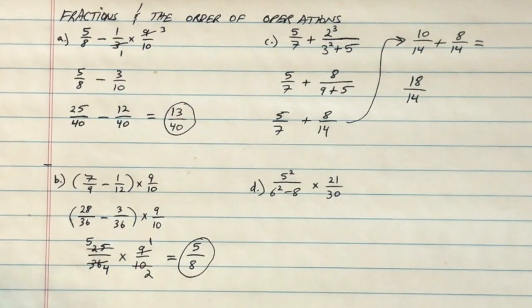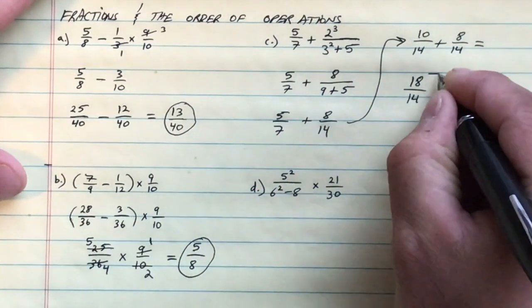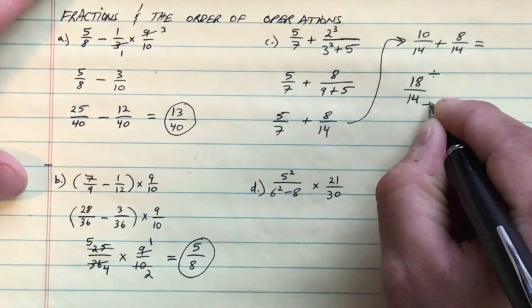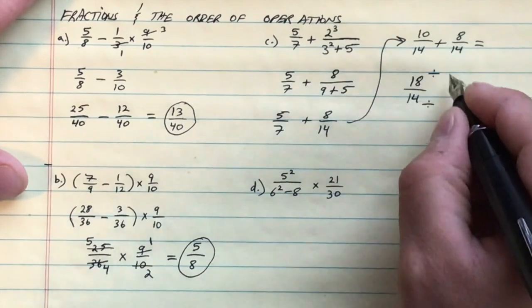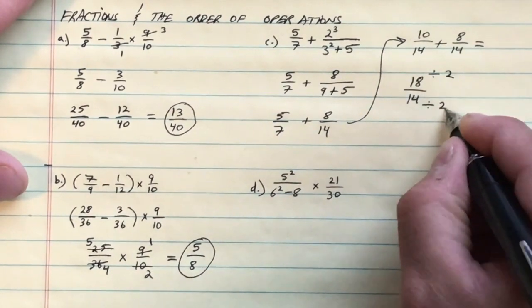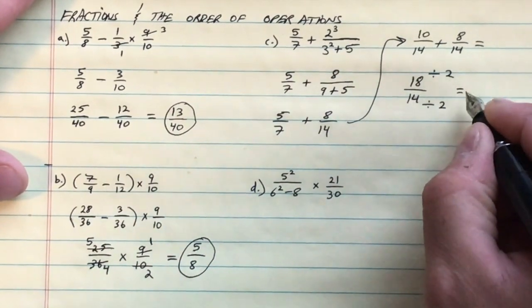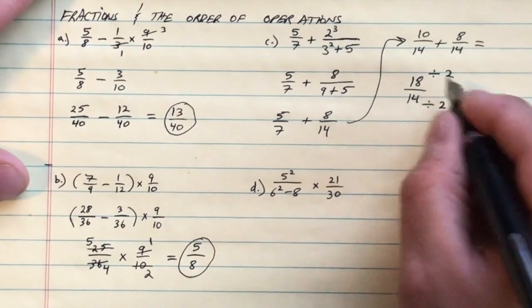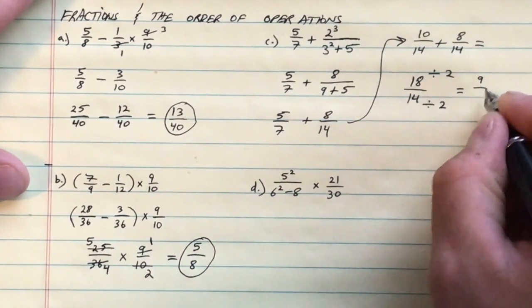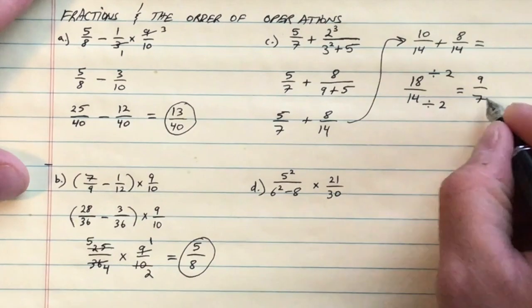Why are you not just going to leave that problem like that? There's really only one big problem with it. There's two things you could do. There's only one thing I'm going to require you to do. What's the one thing I'm going to require you to do? Simplify it. And what can you divide 18 and 14 by? Two. Absolutely. Two. What's two? 2. 18 divided by 2 is 9. 14 over 2 is 7.